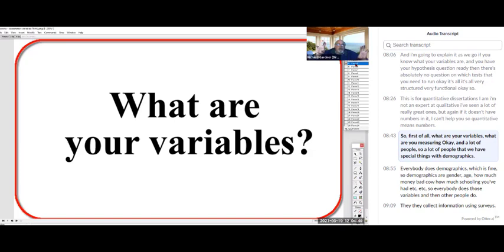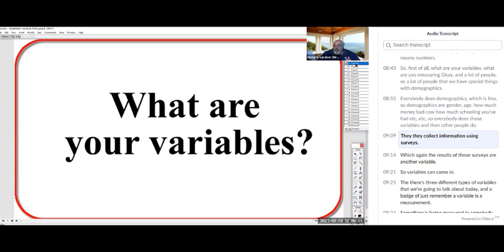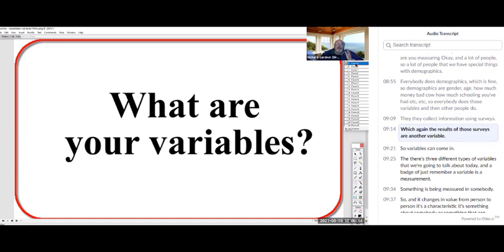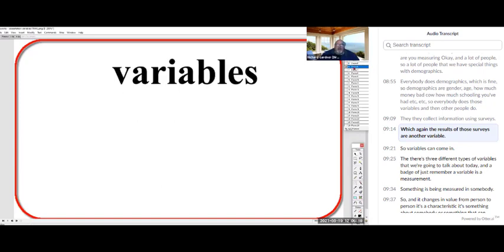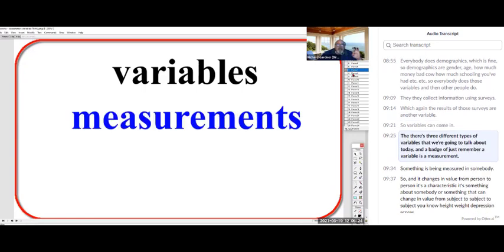And a lot of people, we have special things. We have demographics. Everybody does demographics, which is fine. So demographics are gender, age, how much money you make, how much schooling you've had, et cetera, et cetera. So everybody does those variables. And then other people collect information using surveys, which again, the results of those surveys are another variable. So variables can come in three different types that we're going to talk about today.